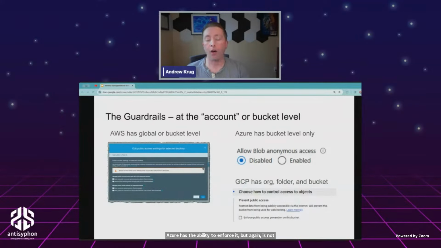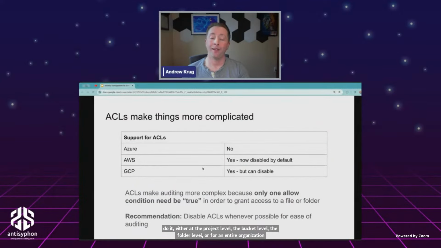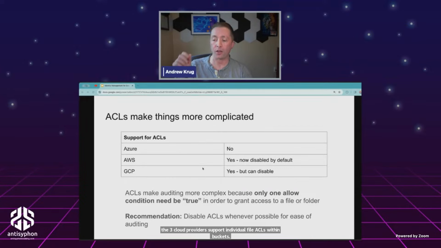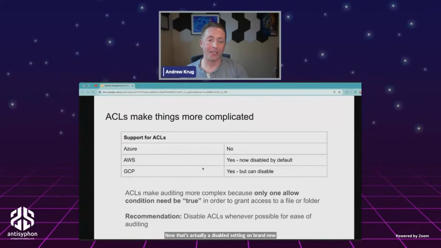Azure has the ability to enforce it, but again, it is not on by default. And then GCP also has this, and you can do it either at the project level, the bucket level, the folder level, or for an entire organization. If that wasn't complicated enough, though, 2 out of the 3 cloud providers support individual file ACLs within buckets. So AWS formerly supported this as a way that you could mark individual files as publicly readable. Now that's actually a disabled setting on brand new buckets that you create. The bad news is that it's enabled on all the buckets that you created before it was off by default and considered a legacy setting.